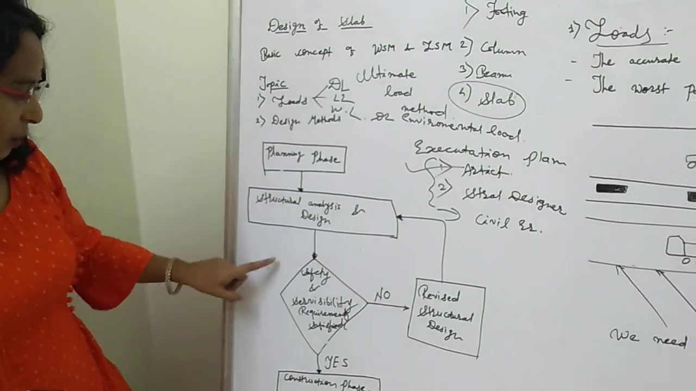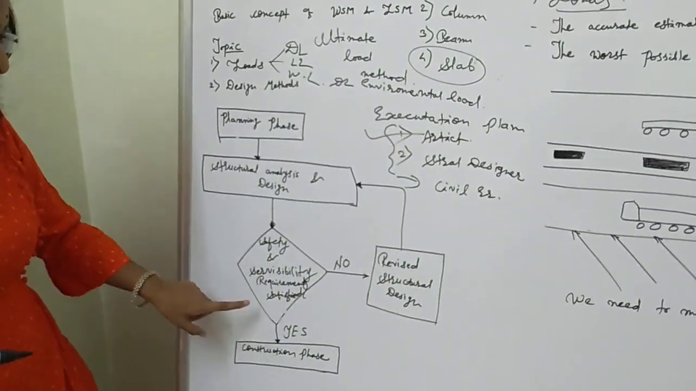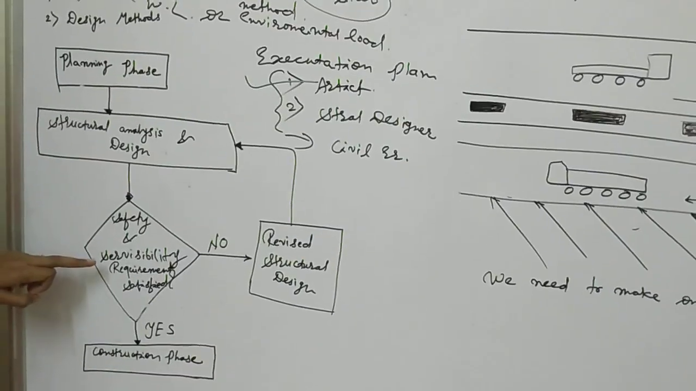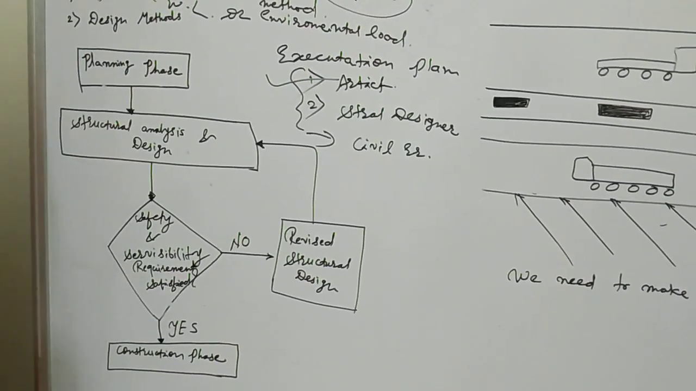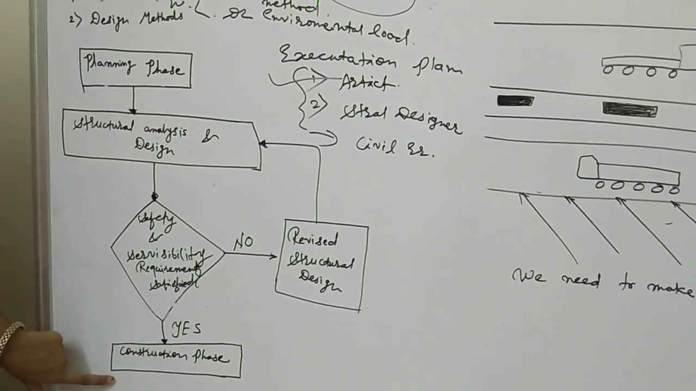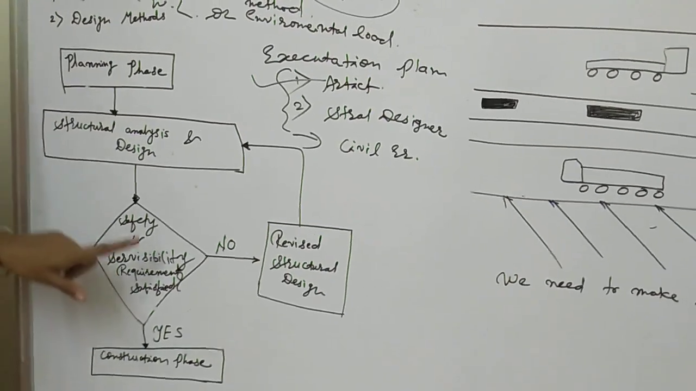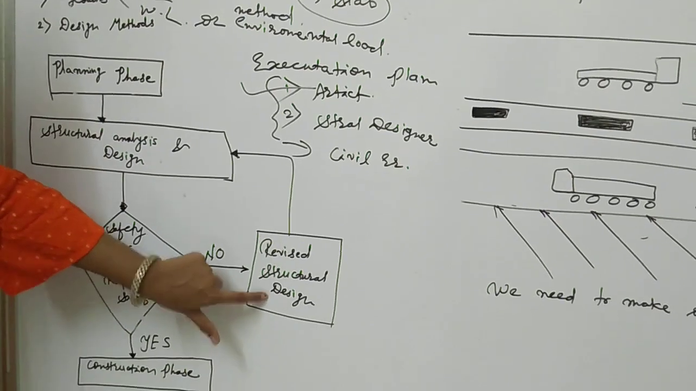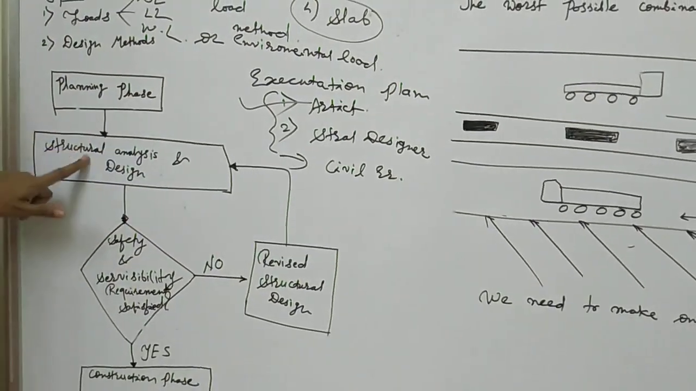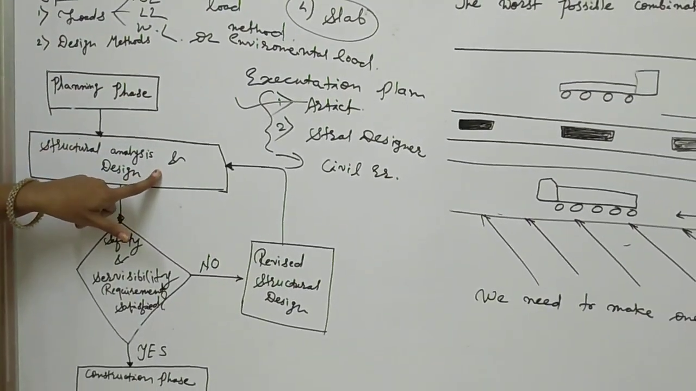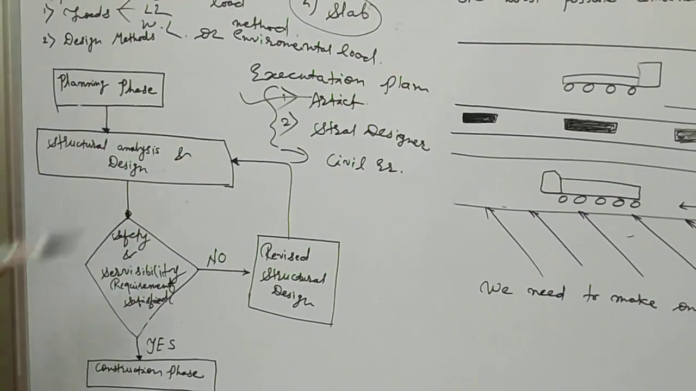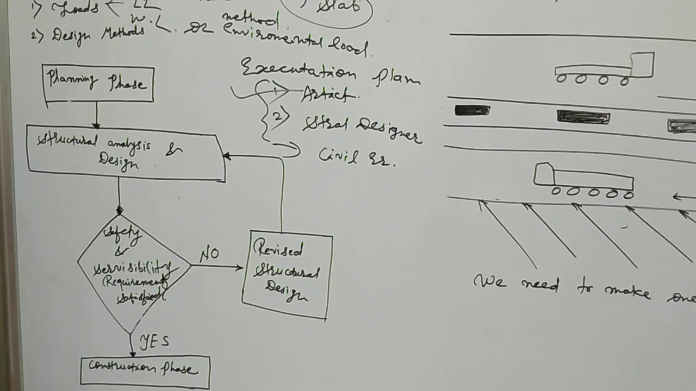The next step comes: the safety and serviceability requirements are satisfied or not satisfied. If our safety and serviceability conditions and requirements are satisfied, then the construction phase comes. And if it does not satisfy our safety and serviceability conditions, then the structural design is revised by using structural analysis and design with the help of software, by the structural engineer. You will get this flow chart. I am going to repeat once.